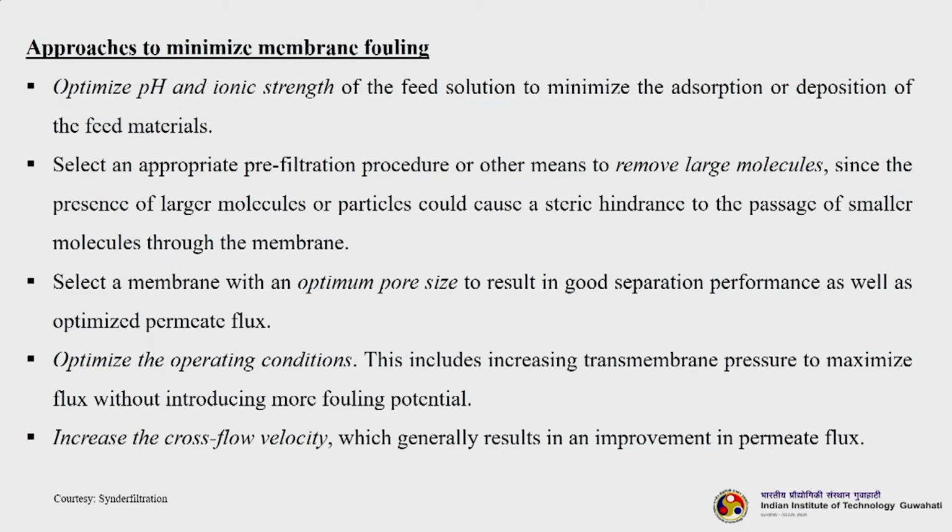Now, let us understand how to minimize membrane fouling. You can do it by various methodologies or techniques. The first one is to optimize the pH and ionic strength of the feed solution to minimize the adsorption or deposition of the feed material. You can easily optimize the pH by adding acid or alkali as required, so that the adsorption or deposition of foulants on the surface of the membrane becomes less. And select an appropriate pre-filtration procedure so as to remove the large molecules.